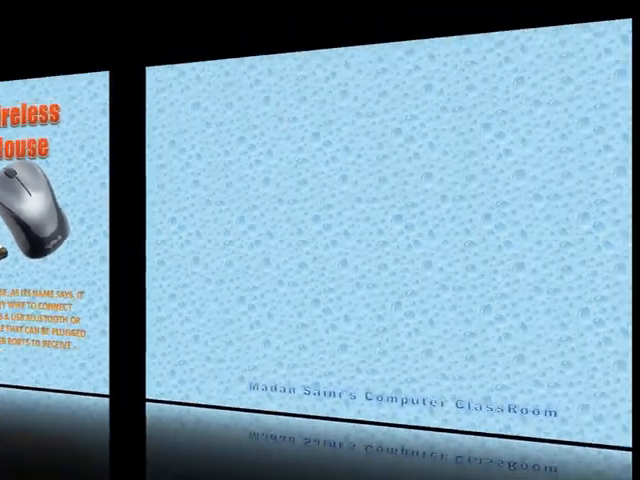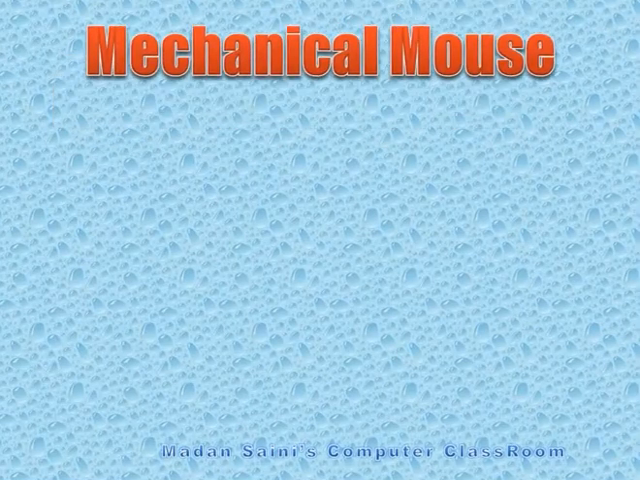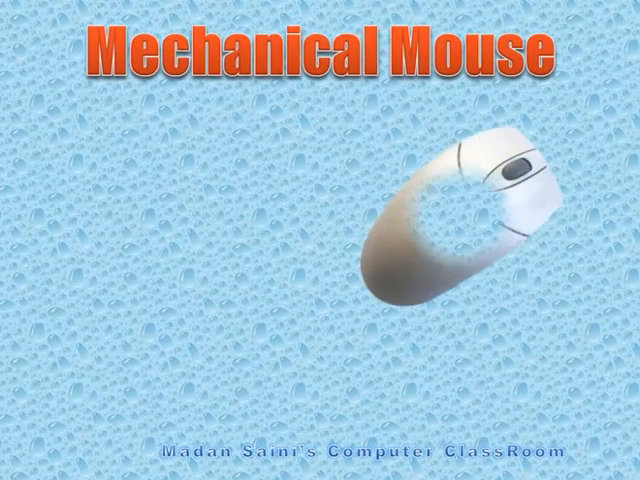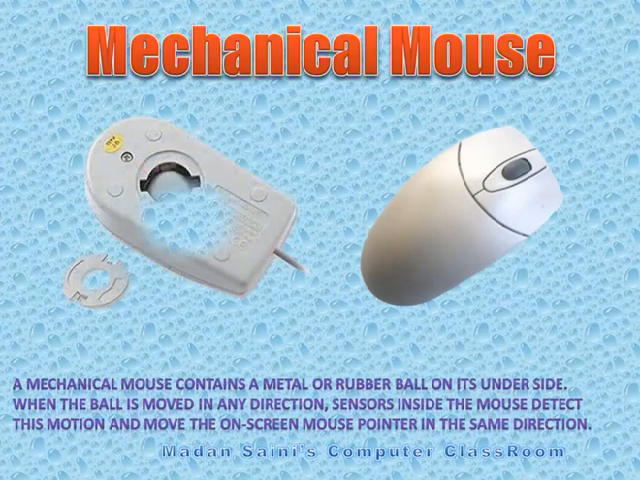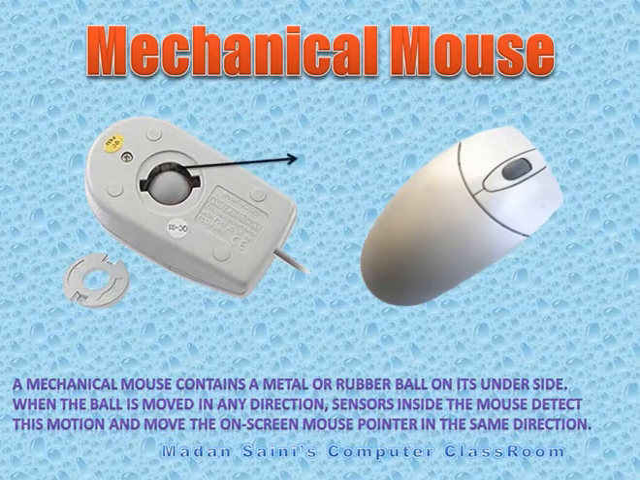Next, mechanical mouse. It looks like this. A mechanical mouse contains a metal or rubber ball on its underside. When the ball is moved in any direction, sensors inside the mouse detect this motion and move the on-screen mouse pointer in the same direction.